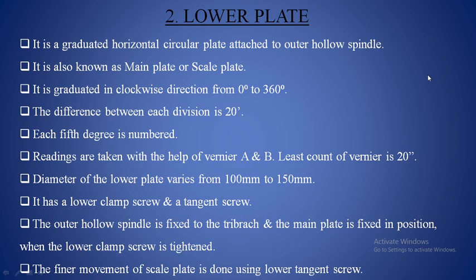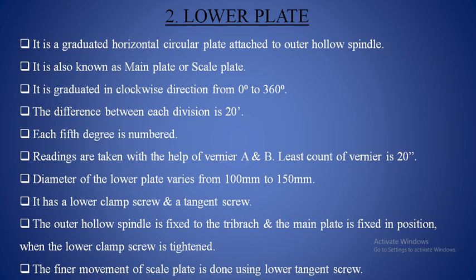So the next one is the lower plate. Above the leveling head there will be 2 horizontal plates. These 2 plates are very important for measuring horizontal angles. Here the lower plate is also called the main plate and scale plate. This main plate is graduated in a circular manner.